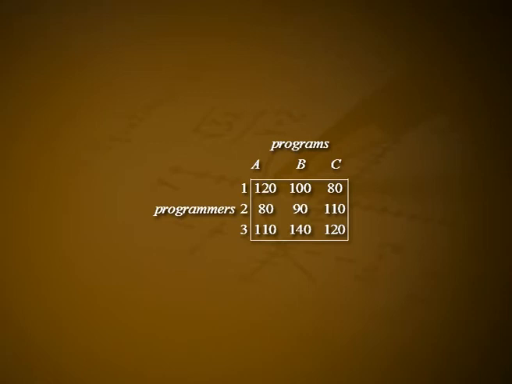Programs A, B, C and programmers 1, 2, 3. The times for programmer 1 are 120, 100 and 80. For programmer 2, 80, 90 and 110, and for programmer 3, 110, 140 and 120. Assign the programs to the programmers in such a way that the total computer time is least.